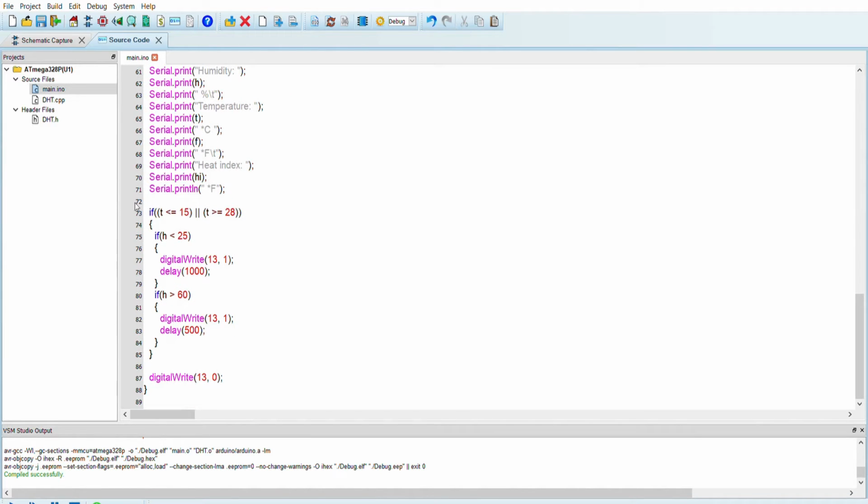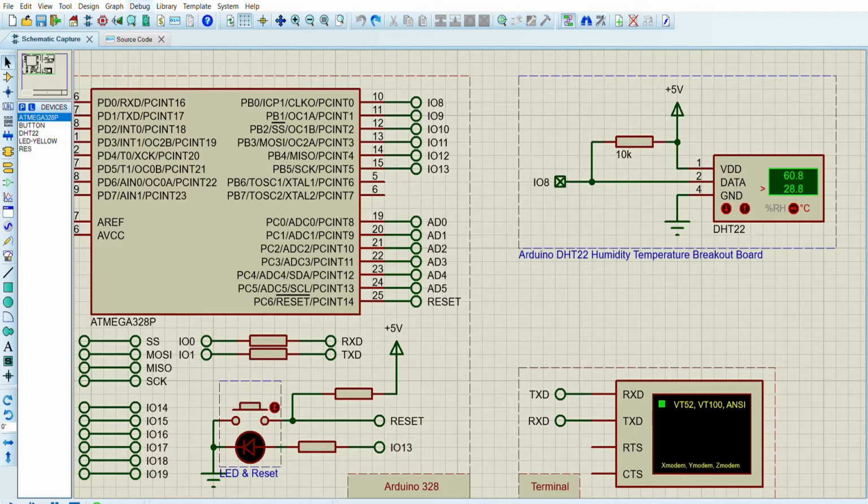If the measured temperature is less than or equal to 15 degrees Celsius, or it is greater than or equal to 28 degrees Celsius, and the humidity is less than 25%, then the LED would blink for a time period of 1000 milliseconds or 1 second. And if the humidity is greater than 60%, then it would blink for 0.5 seconds. In every other case, the LED would be off. So let's see a demonstration of the same.